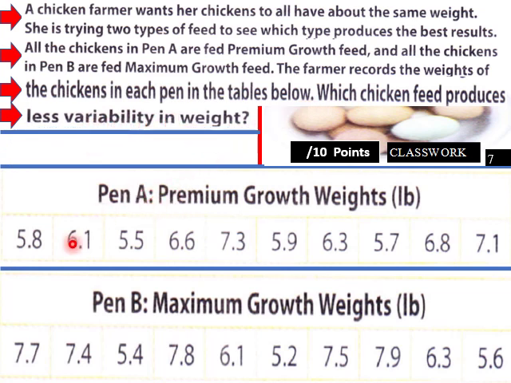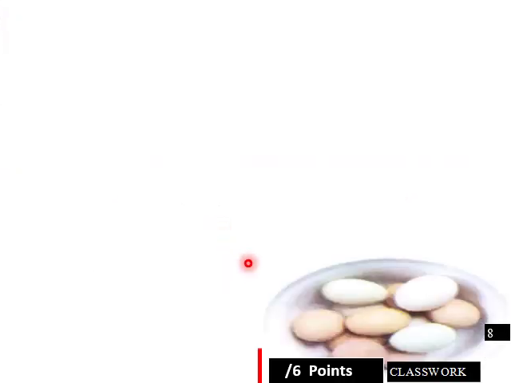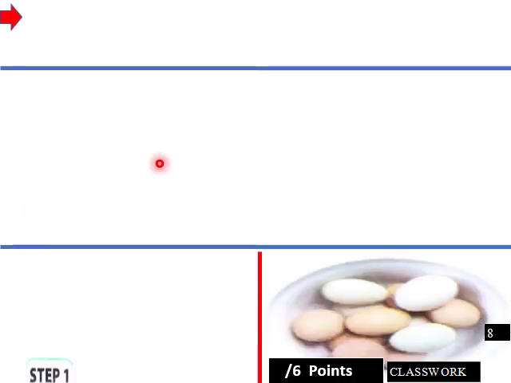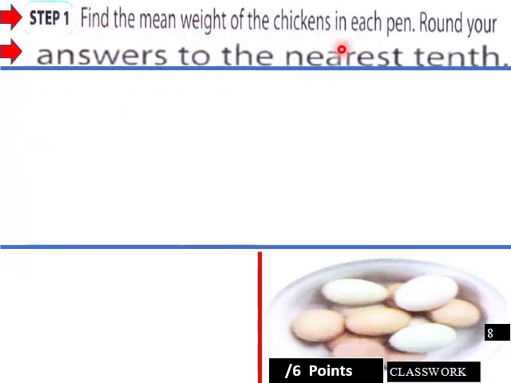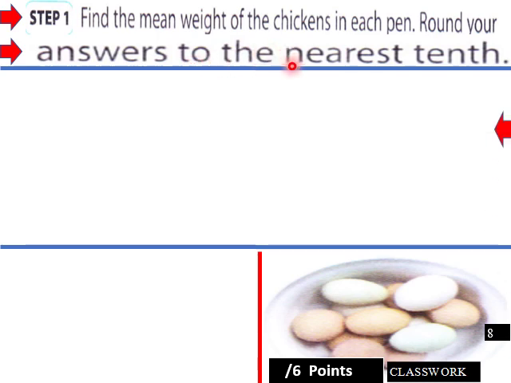So we have pen A, and here are the weights for pen A, and then pen B, here are all our weights in pen B. Which kind of feed should this farmer choose to have less variability in her chicken weight? What do we do? To find that out, we go to step 1 here. Find the mean weight of the chickens in each pen. Round your answers to the nearest tenth.